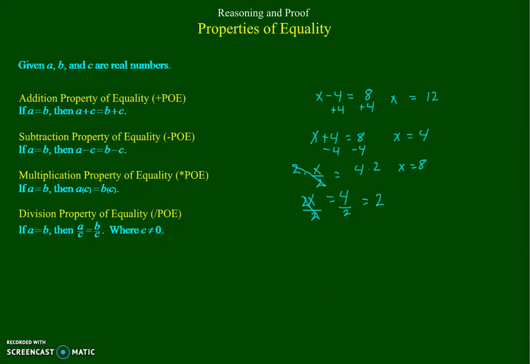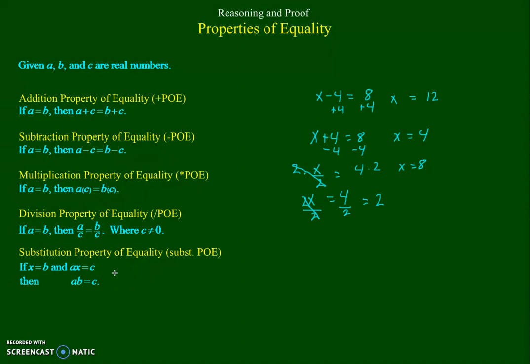This is part 5 of the series Reasoning and Proof, and in the last part we had begun talking about properties of equality. We left off with the division property of equality, and we're going to move on to the next one, which is the substitution property of equality.